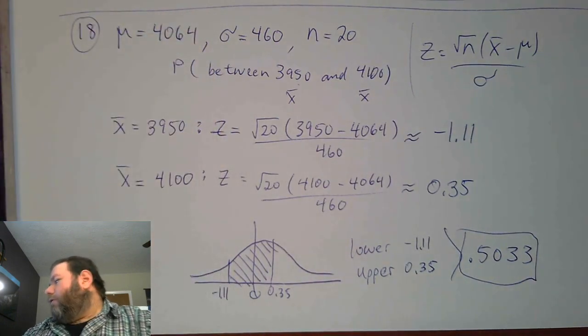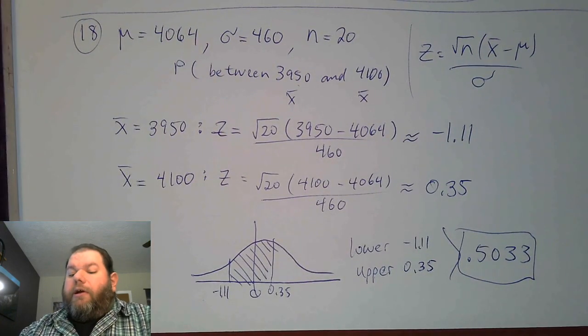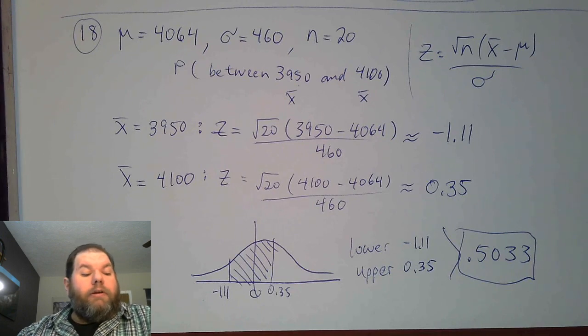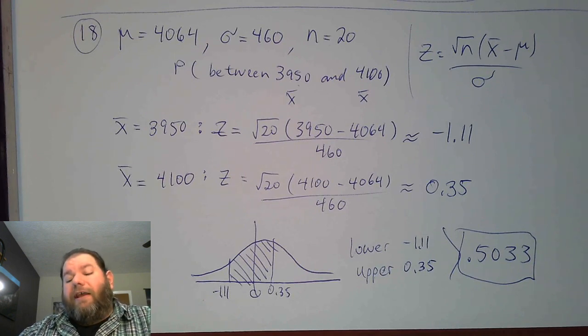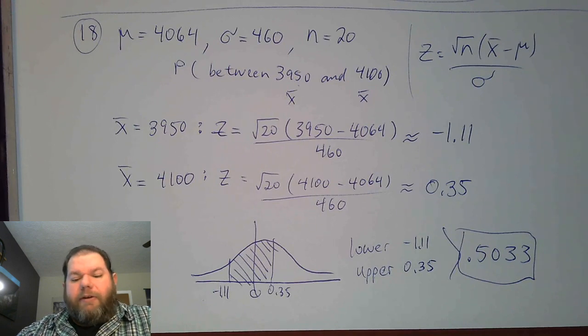And that's our probability that the mean yearly Medicare hospital insurance benefit for a sample of 20 patients is between $3,950 and $4,100. That's a lot to say. I'm glad we don't have to make a statement on this one. But yeah, that's our probability right there. Slightly better than 50% chance.